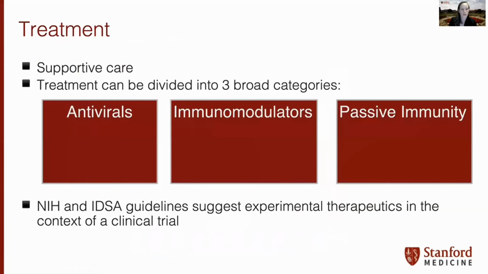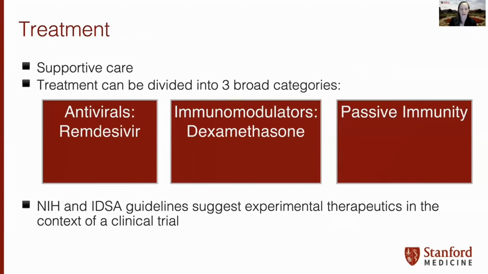So changing gears and talking about treatment a little bit. The backbone of treatment in patients with COVID-19 really is supportive care. Treatment options can be divided into three broad categories: agents with antiviral properties that act directly on the virus, immunomodulating agents that aim to prevent or mitigate any damage that can be caused by the body's immune response to the virus, and lastly, giving passive immunity, for example, through infusion of convalescent plasma or recombinant antibodies targeting SARS-CoV-2 virus.